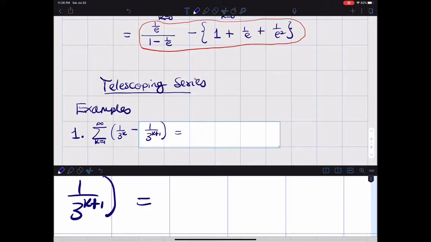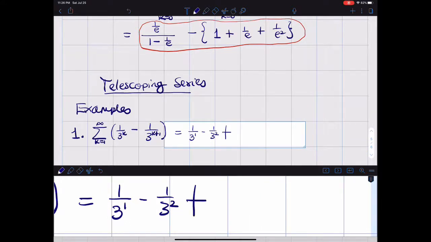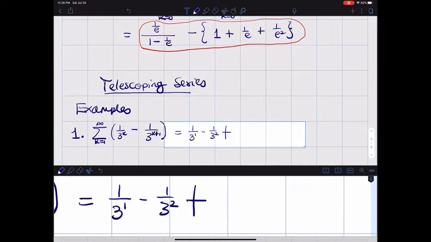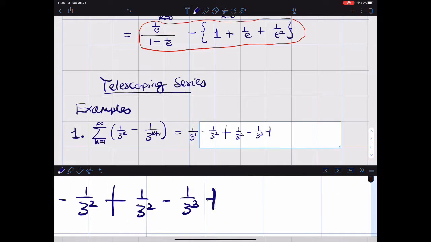This is like 1 over 3 to the power of 1 minus 1 over 3 to the power of 2. So when k is 1, we get 1 over 3 to the power of 1 minus 1 over 3 to the power of 2. When k is 2, we get 1 over 3 to the power of 2 minus 1 over 3 to the power of 3. When k is 3, we get 1 over 3 to the power of 3 minus 1 over 3 to the power of 4, and so forth.